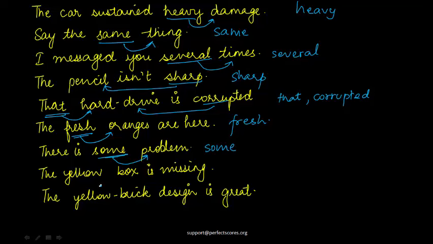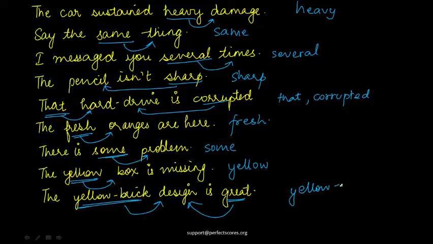The yellow box is missing. What box is missing? The yellow box. So yellow, the adjective of quality or descriptive adjective, is the answer here. The yellow brick design is great. So what design? The yellow brick design. And what about it? It's great. So both of these words, yellow brick and great, are the adjectives.